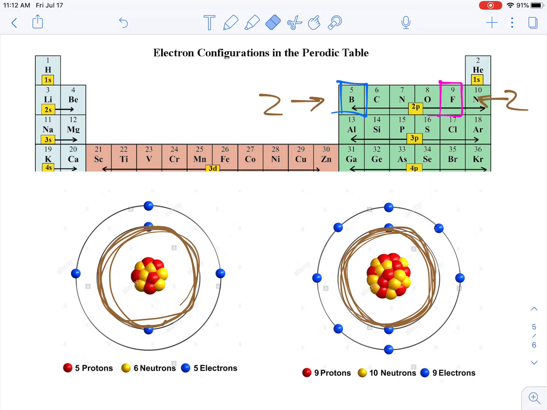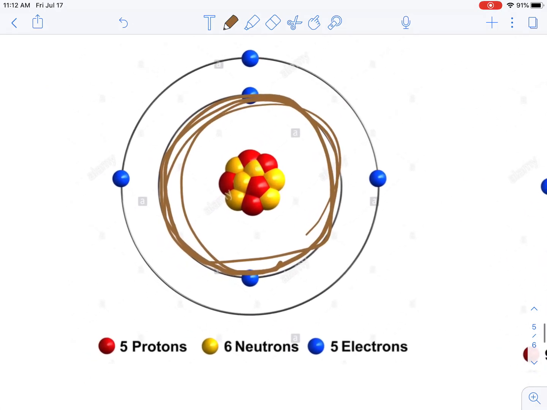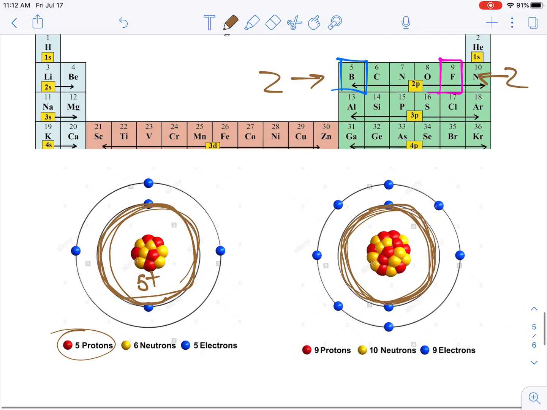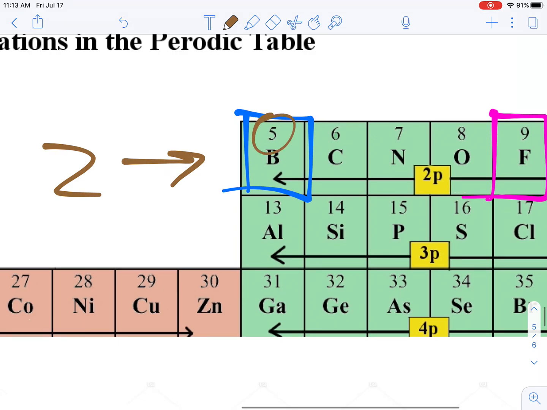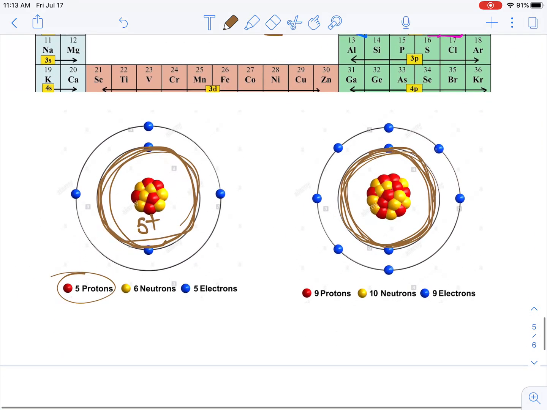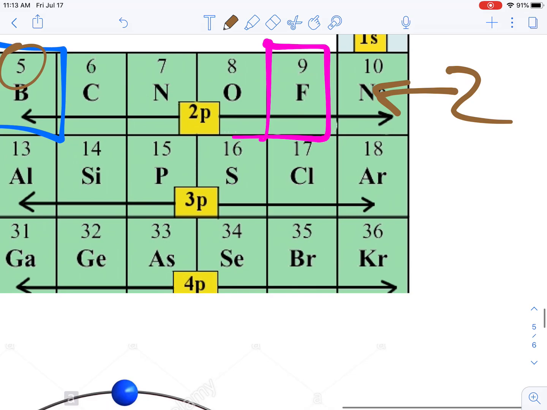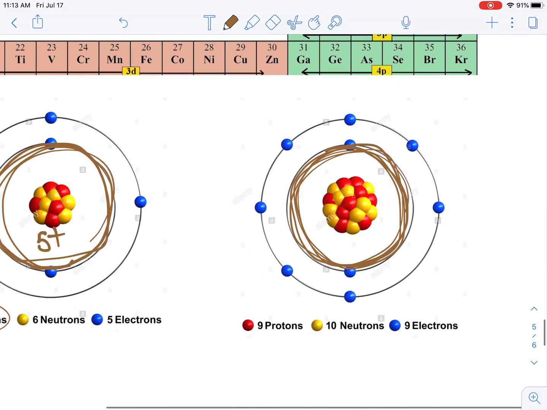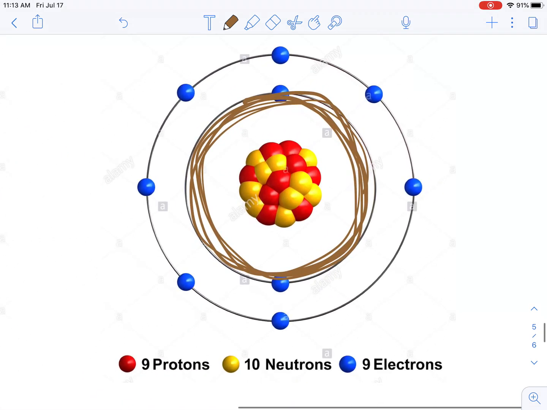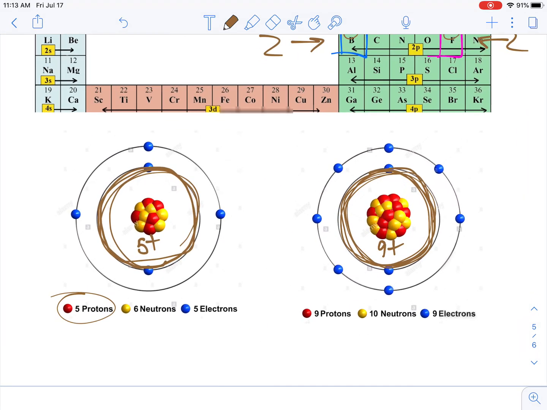So if shielding cannot be used to explain it, then what can? Well, nuclear charge once again. So once again, if we come over here, boron has 5 positive charges because it has 5 protons in the nucleus, which is why it has number 5. And fluorine has 9 protons because it's number 9. So this has 9 positive charges.